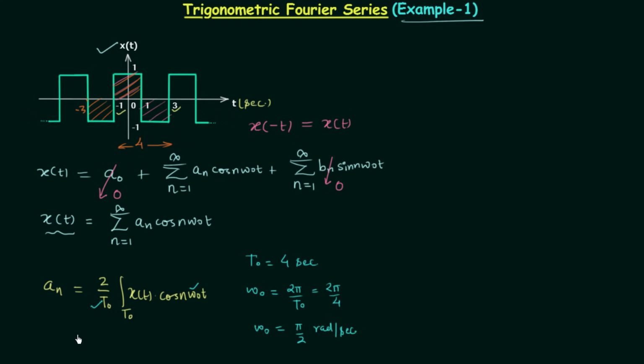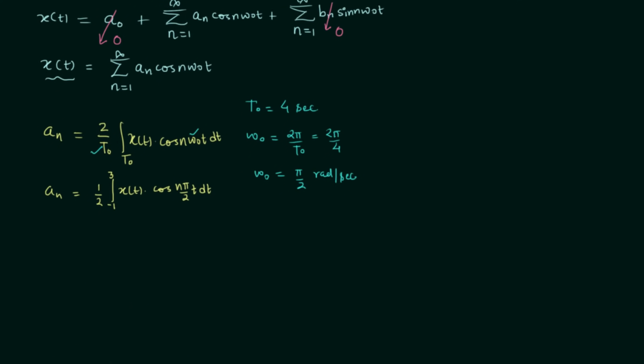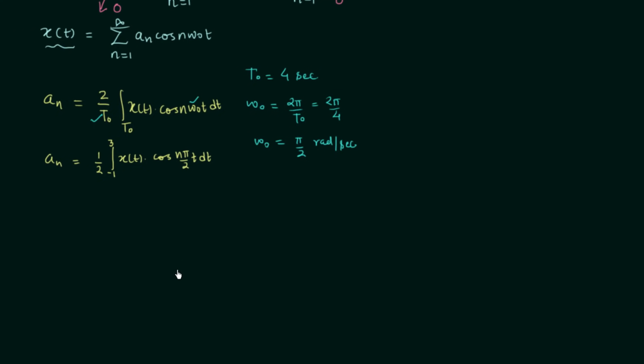So in the next step, I will write down a_n as 2 over 4, which is 1 over 2. Integration, the range of integration is -1 to 3. So we have integral from -1 to 3 of x(t) multiplied by cos(n pi by 2 t) dt. Here we have dt. So this is what we have, and now we will perform this integration. I will explain each and every step in great detail. I will not skip any point because this is our first example. So let's calculate the result of integration.